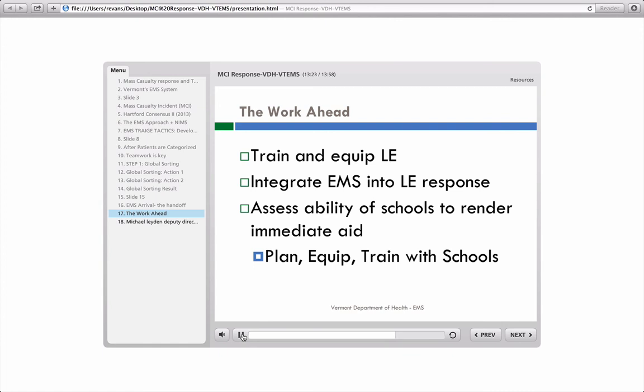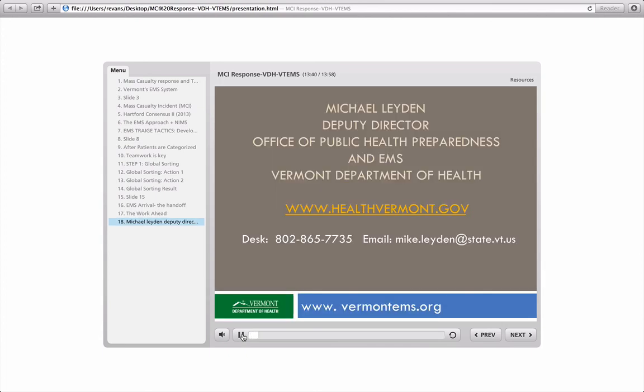Lastly, ongoing efforts will continue to assess the ability of schools to render immediate stabilizing first aid and also their overall abilities to plan, equip, and train their personnel to respond to these rare but critical incidents. This concludes our overview of EMS triage principles and practices, specifically as they relate to the school setting.